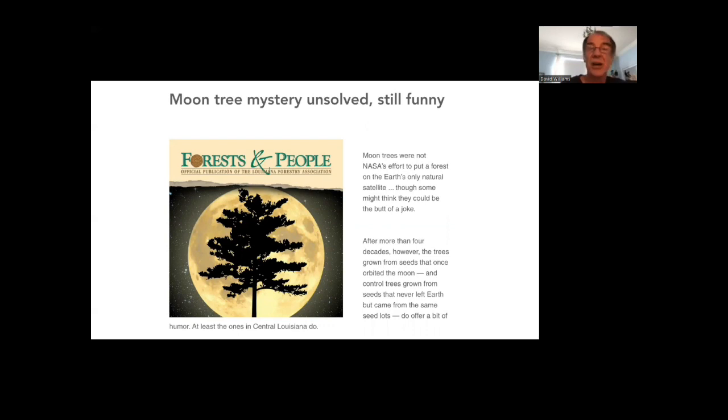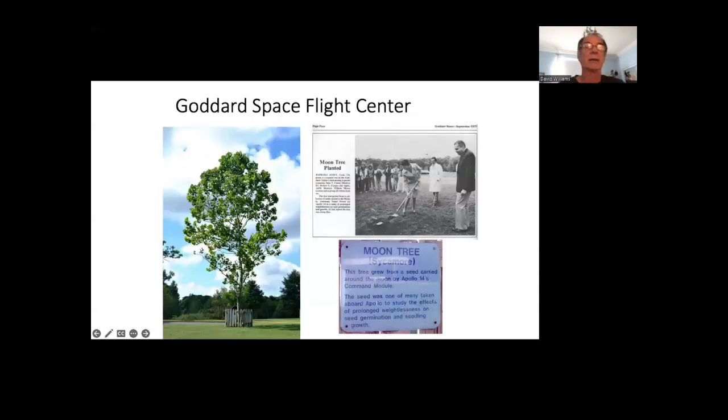But as far as we know, and as far as anyone can tell, there is no difference between the moon trees and trees grown from seeds that have never been to space. But they're cool in their own right, I guess. Okay, so anyway, here's one of my favorites, the one at Goddard Spaceflight Center.